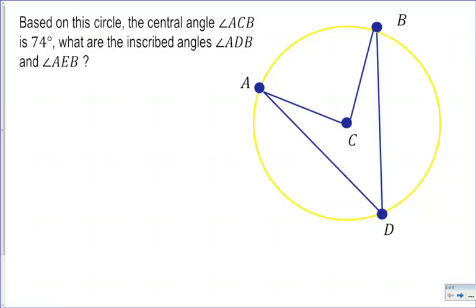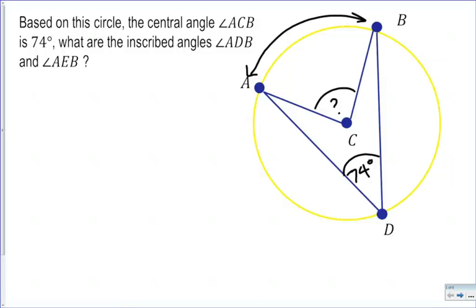Okay? So here's what we know. We know this angle right here, 74. What we're looking for is what's this angle right here. That's what we don't know. So we have no idea. But we do know a few things. We know that both this angle here and that angle share the same arc. See that? They subtend the same arc. So what does that tell us?